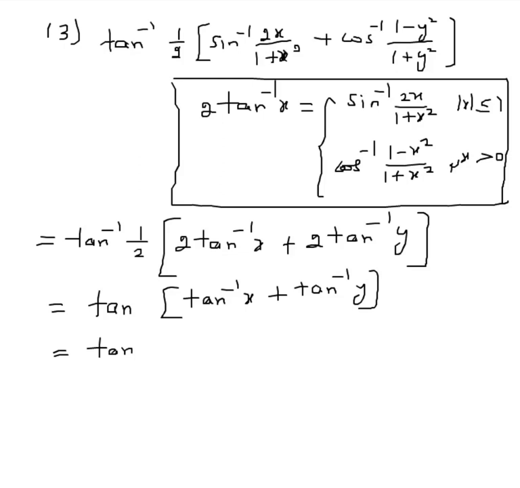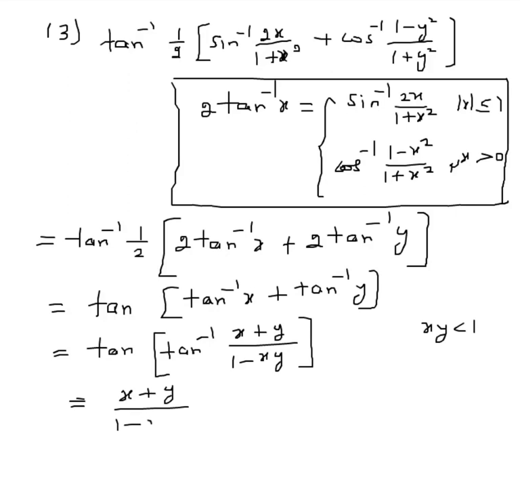Now let us use tan inverse of x plus tan inverse of y formula, which is tan inverse of x plus y by 1 minus xy. This formula has a condition that xy should be less than 1, and that condition is also given in the question. Now tan and tan inverse could be cancelled. Here we have tan outside and tan inverse inside, so we can cancel without any checking. The answer is x plus y by 1 minus xy.